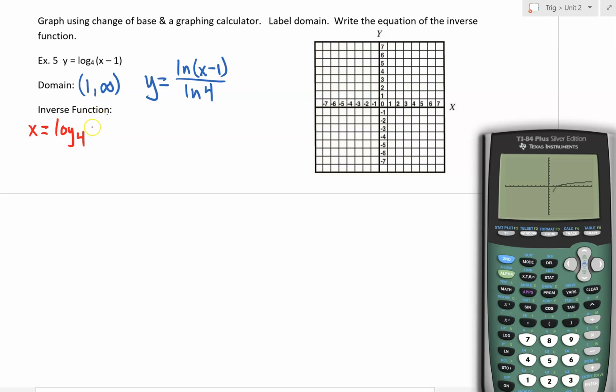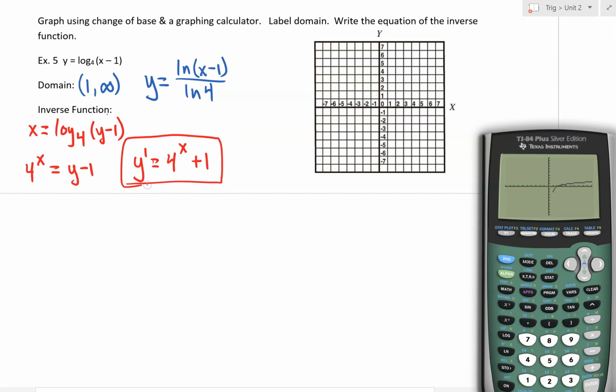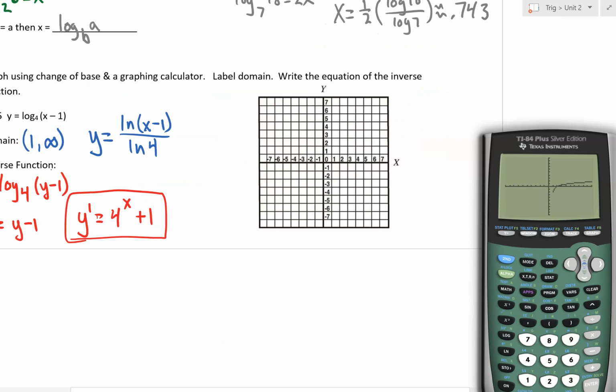So this is going to be switching your x and y. To get rid of the log with the 4, remember it's going to be left to right is equal to the middle. If I wanted to switch it around, it's going to be 4 to the x power is equal to y minus 1. So then it's going to say y prime, or the inverse of y, is equal to 4 to the x power plus 1. That is the inverse.